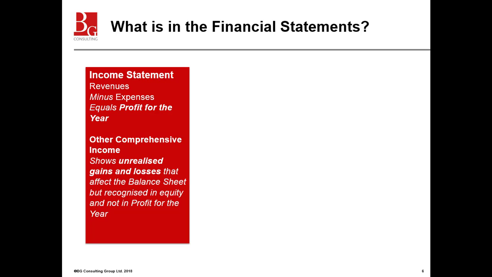If we look at the actual financial statements themselves, we have the income statement, which is revenue less expenses to show profit for the year. We have the other comprehensive income, which shows unrealized gains and losses that affect the balance sheet but are recognized directly in equity and not in profit for the year. Companies these days are sometimes combining these two statements into one. So what you might see for a company is a single statement known as a statement of comprehensive income and expense, which effectively begins with the income statement and ends with the statement of comprehensive income.